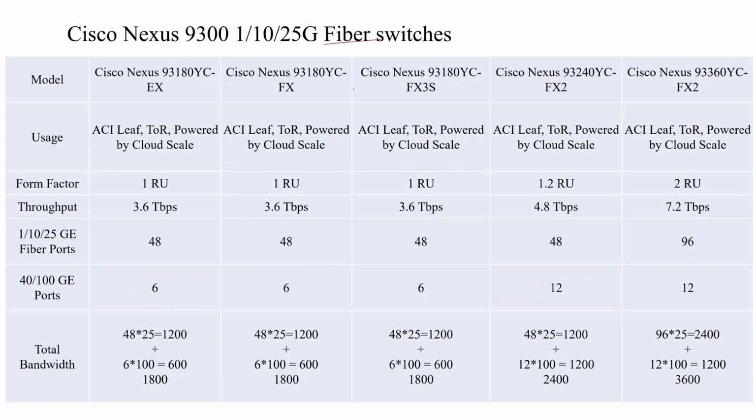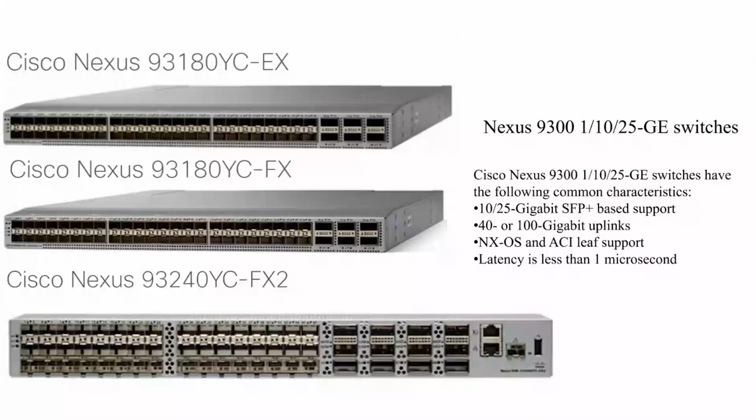So here are fiber switches. Y represents the 25 gig interface, and it also has the C, which means it has 40 gig and 100 gig interfaces as well. So here are some models for your reference. We have the fiber, that is the SFP slots, SFP interface 9300 series switches, which is capable of handling 25 gig and 100 gig interfaces, and 180 is the number of 10 gig ports it has.